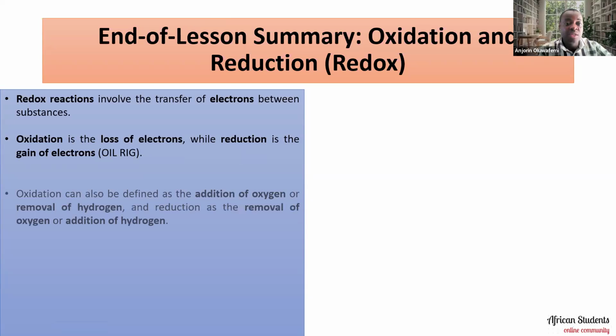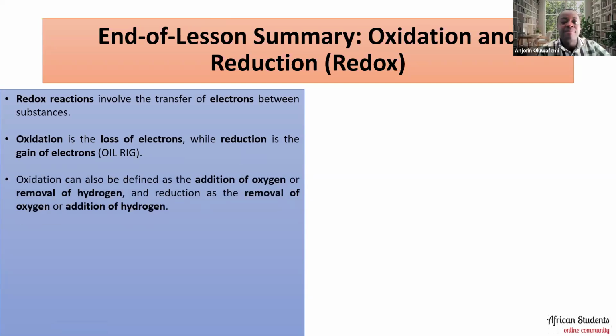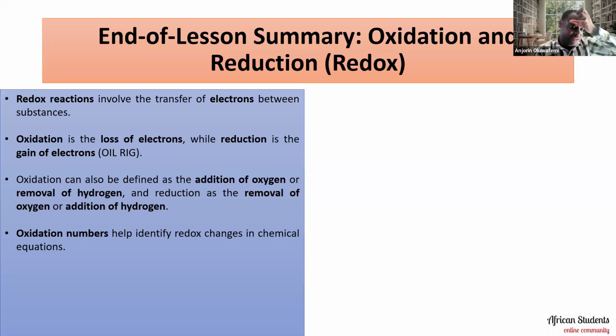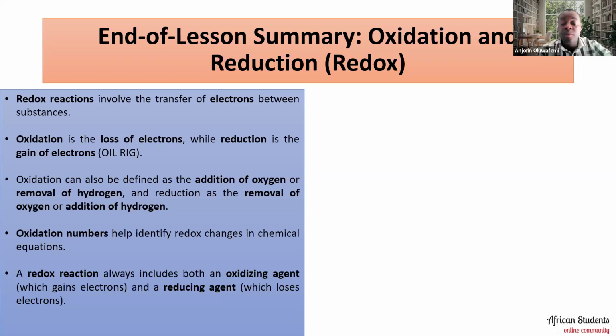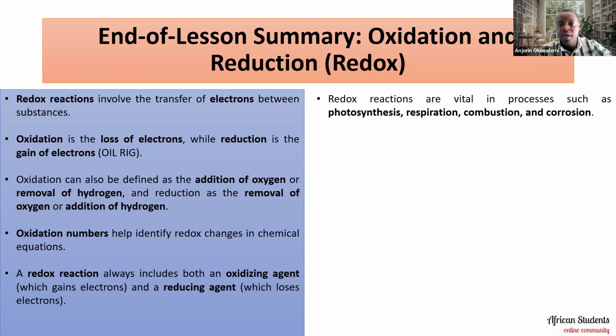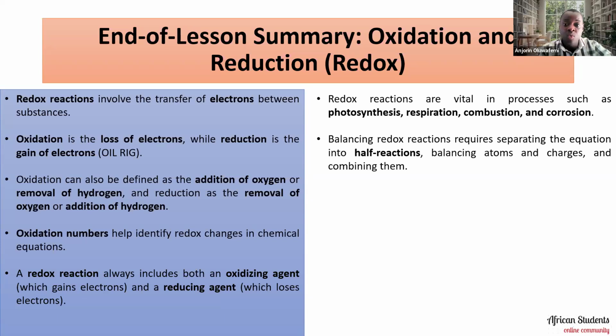We've established that oxidation can also be defined as addition of oxygen and removal of hydrogen. So we've established this in the course of the lesson. And we also talked about the fact that oxidation numbers help identify redox changes in chemical equations. And then a redox reaction always includes both an oxidizing agent and a reducing agent. So we've talked about these and we've looked at the application of redox reactions in basic life functions, like photosynthesis, respiration, combustion, and corrosion.